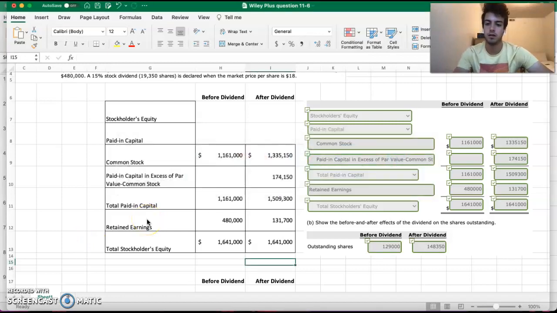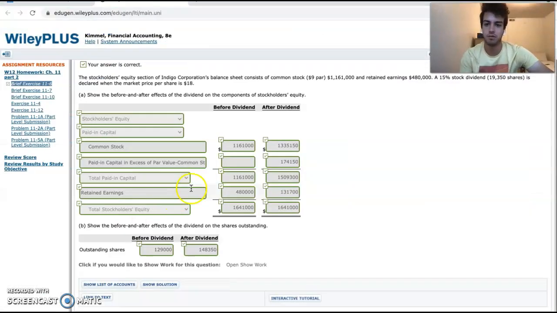Hi everyone. Today I will be showing you how to do brief exercise 11.6 in the Wiley Plus homework. So the question is about the before and after effects of dividends on stockholders' equity.